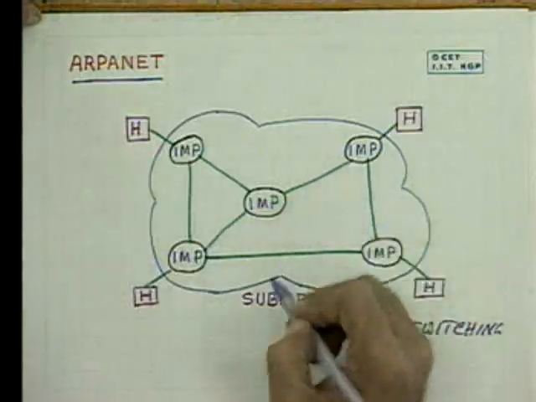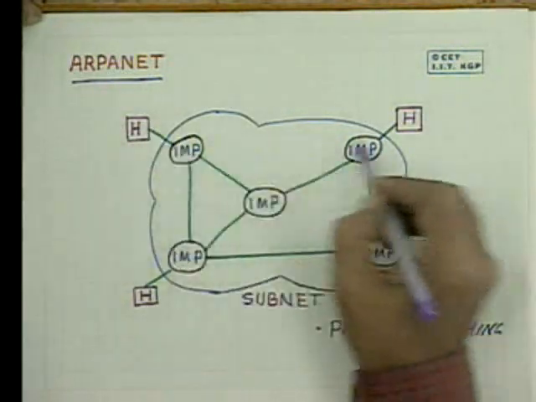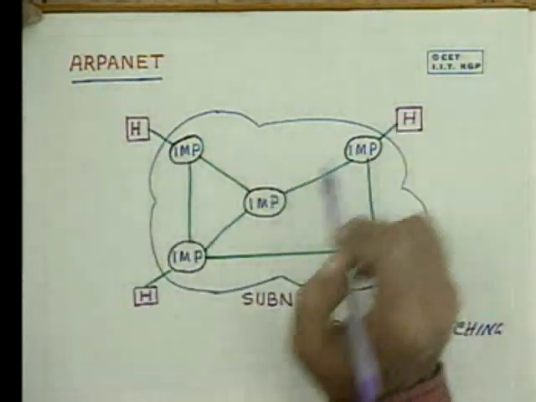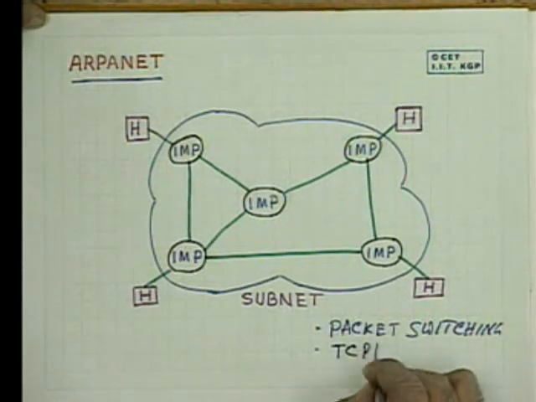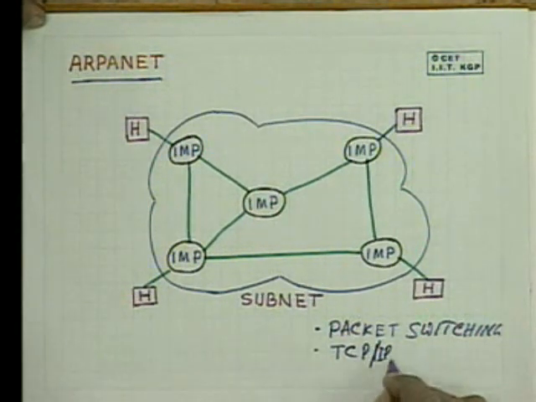Then gradually various softwares were developed, which are called protocols, for communication between two IMPs, between two IMPs connecting the source host and destination host, and for communication between two hosts. And that software protocol culminated in the development of TCP/IP, Transmission Control Protocol, Internet Protocol. This Transmission Control Protocol and Internet Protocol is the software which is acting as a glue to link different networks together. And we shall see that the various concepts, technologies, softwares which were developed in ARPANET are used even nowadays. So ARPANET can be considered as the forerunner of the modern computer network.